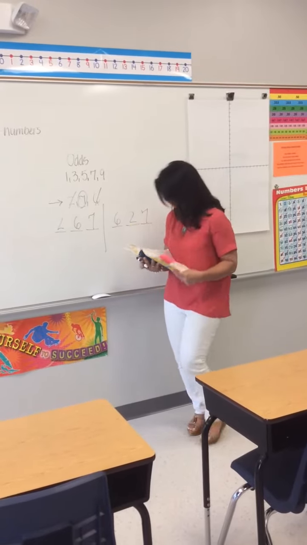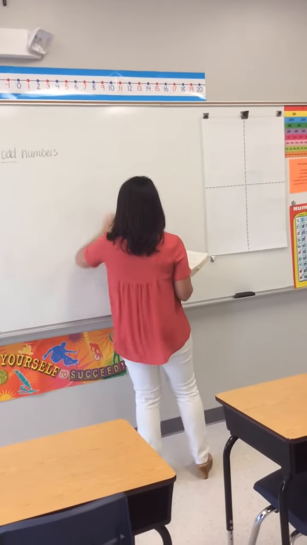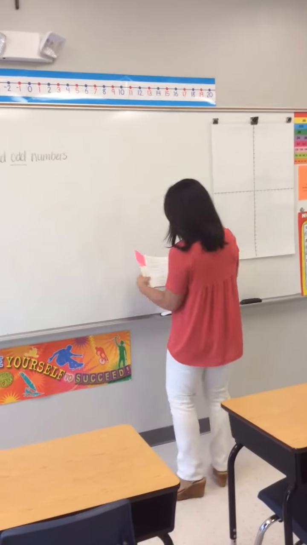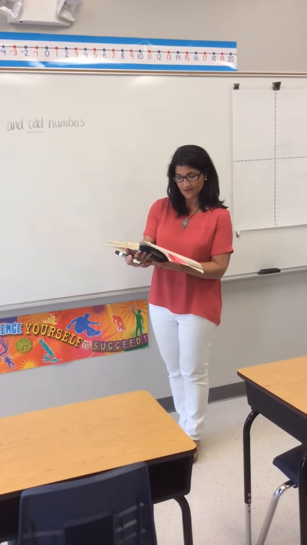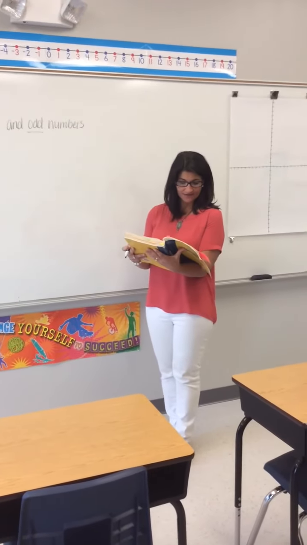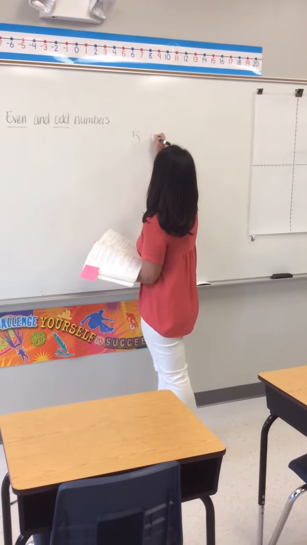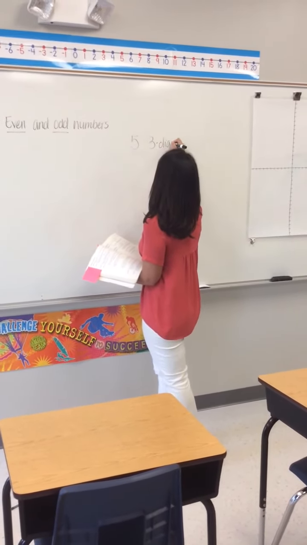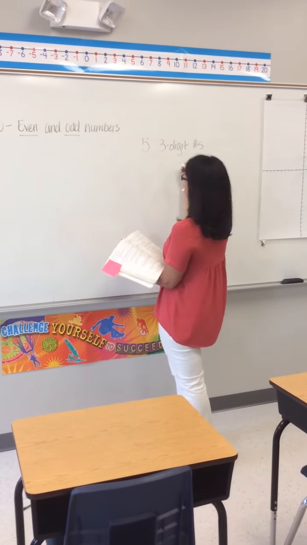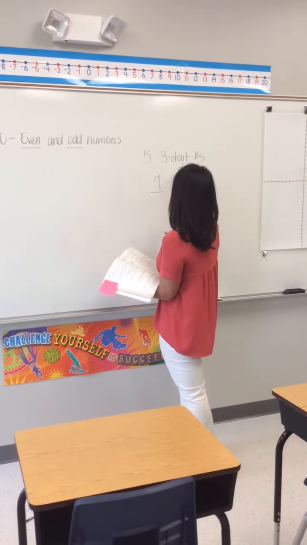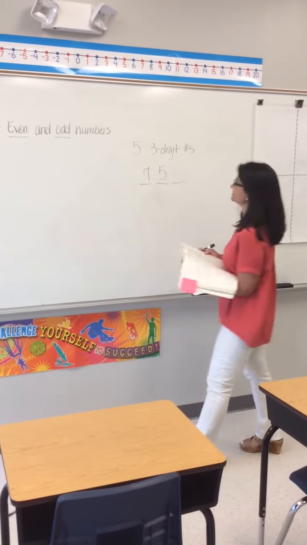Here's another challenge. Let me just erase this. Okay, list 5 3-digit odd numbers that have 7 in the hundreds place and 5 in the tens place. Okay, I need 5 3-digit numbers. Okay, and we need to have 7 in the hundreds column and 5 in the tens column. So what can we put there?